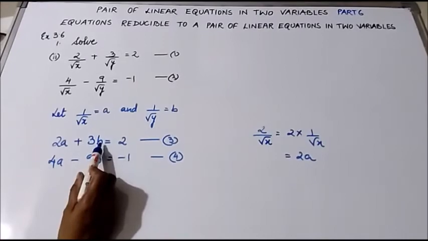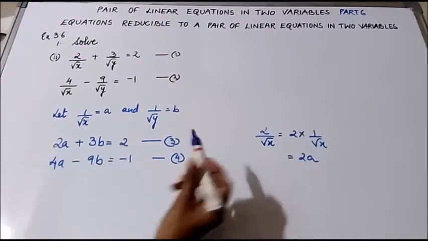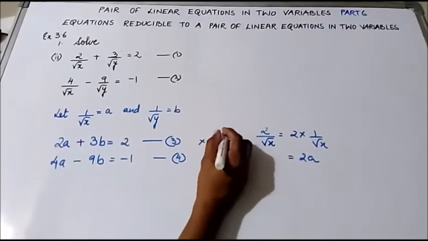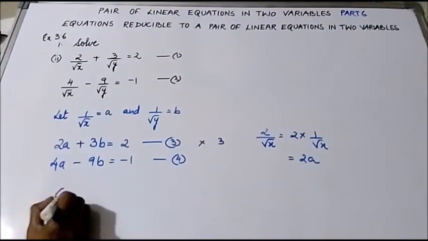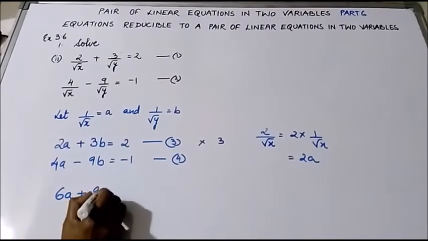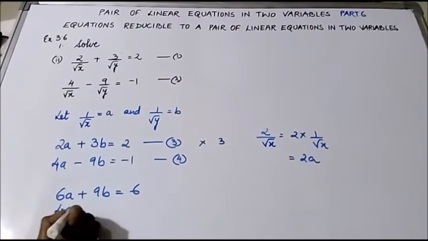Now in this we will make the coefficient of b equal. Here we have got 3 and here we have got 9. So the third equation we will multiply by 3. So what do we get here? We get here 6a plus 9b is equal to 6. Fourth equation remains as it is.